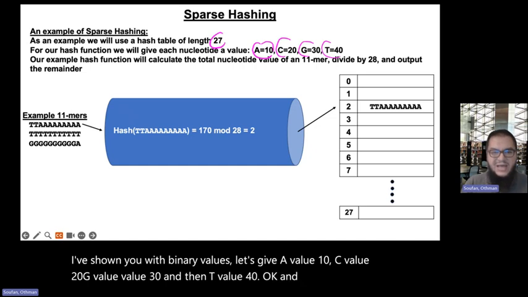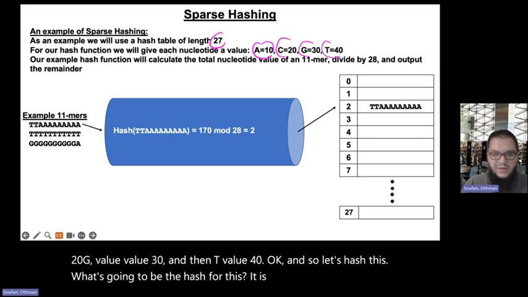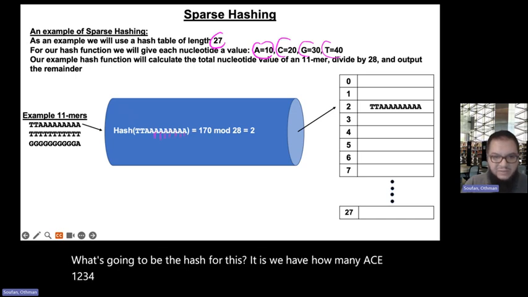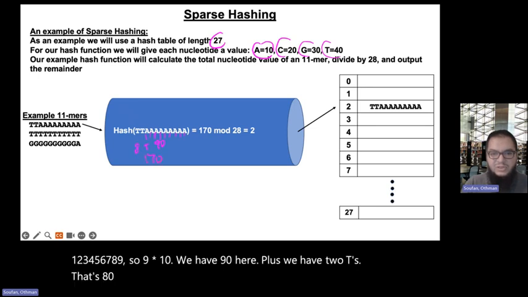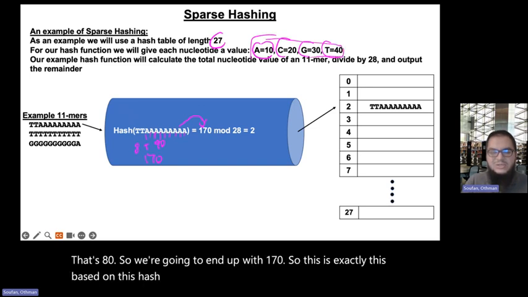And so let's hash this. What's going to be the hash for this? We have how many A's? 1, 2, 3, 4, 5, 6, 7, 8, 9. So 9 times 10, we have 90 here, plus we have 2 T's, that's 80. So we're going to end up with 170, based on the hash values assigned to the nucleotides.